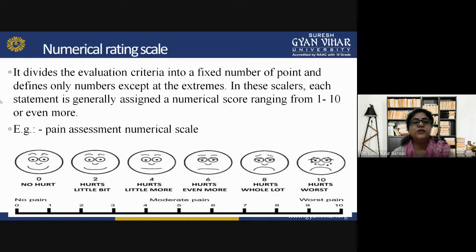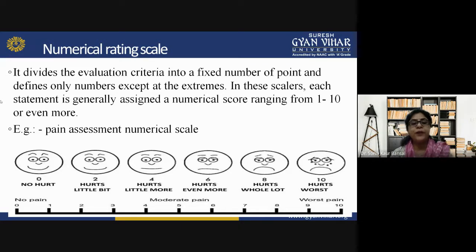Now, let's see, students, about numerical rating scale. What is numerical rating scale, students? As its name suggests, you are giving numbers to your description. Whatever you have judged, whatever your opinion, now you are giving some numbers to it. It divides the evaluation criteria into a fixed number of points and defines only numbers except at the extremes. In these scales, each statement is generally assigned a numerical score ranging from 1 to 10 or even more.